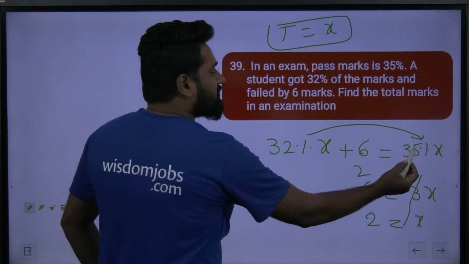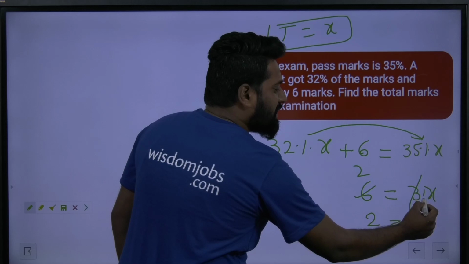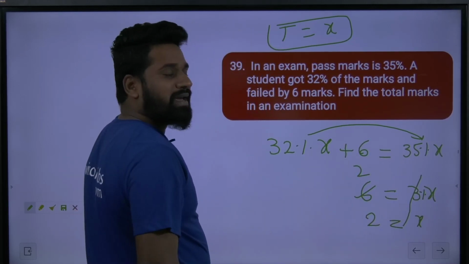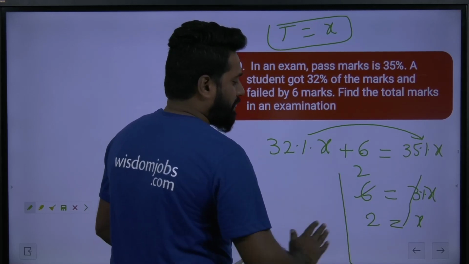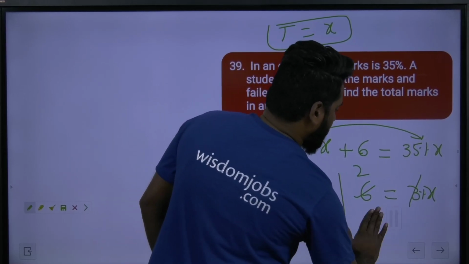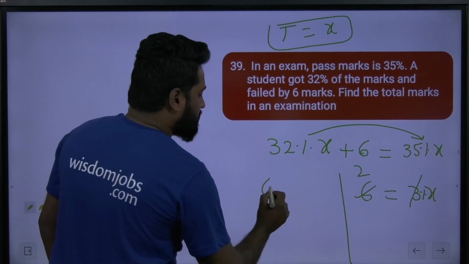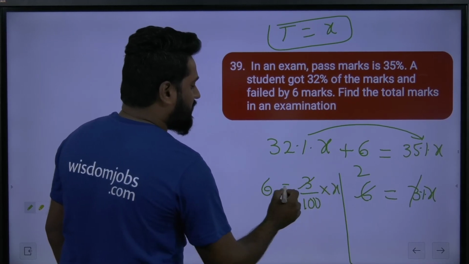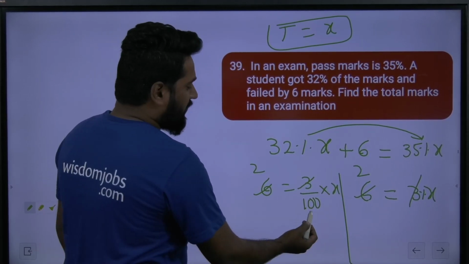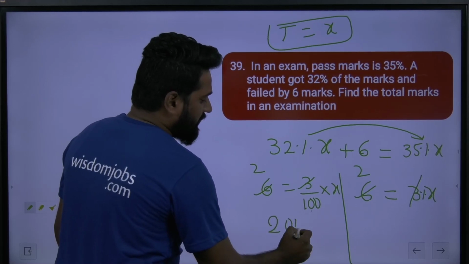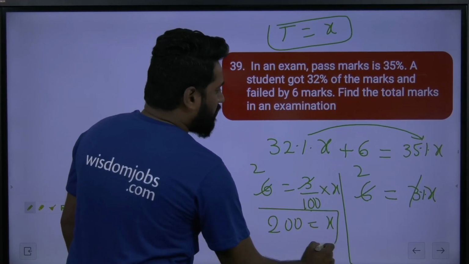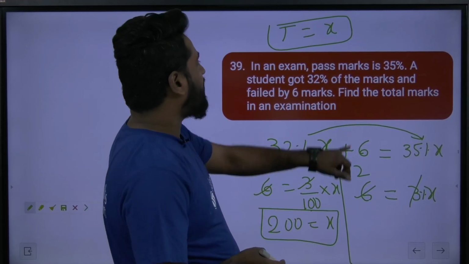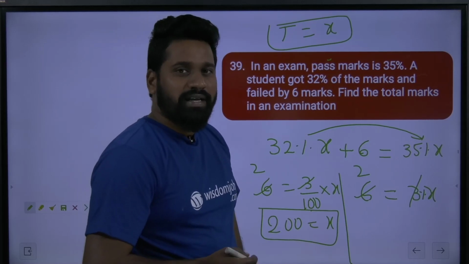But coming to here, this is 35% means here 3% you will get. 3% means here you can write 3 by 100. If you observe this step here, 3% is nothing but 6 is equal to 3 by 100 into x. So 3 ones are 3, 3 twos are 6. So 100 into 2, 200 is equal to x. What is this 200 here? That is the total marks of the examination, because we have taken x as total marks in the beginning.